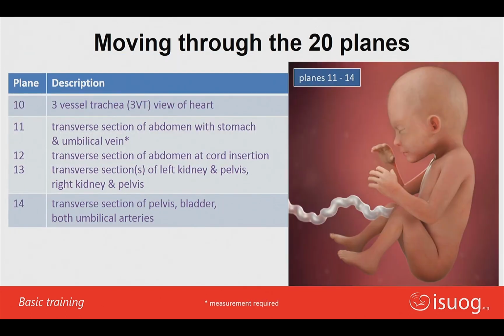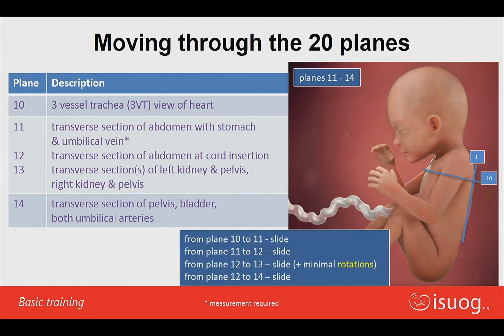Having got to the three-vessel trachea view, we're now going to go back down into the abdomen to look at the abdominal circumference, etc. Now, you may choose to do these in a different order, but for the purposes of the approach, this is the order that we've suggested. So you're up in the chest, and what you're going to do then is simply slide down from the chest down to the abdominal circumference section.